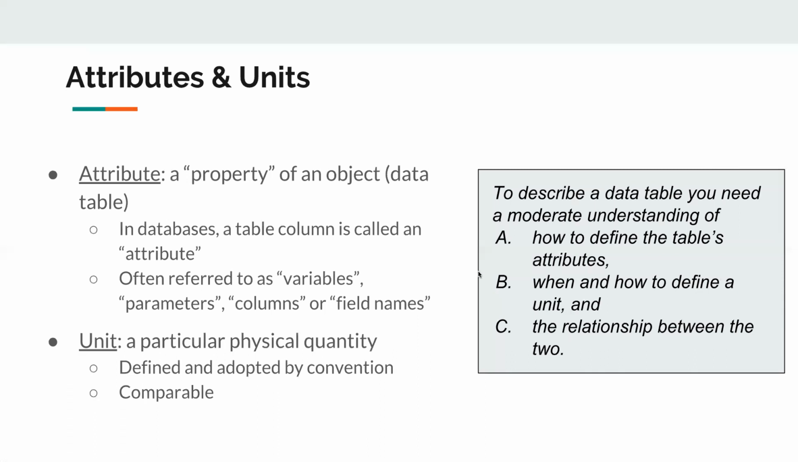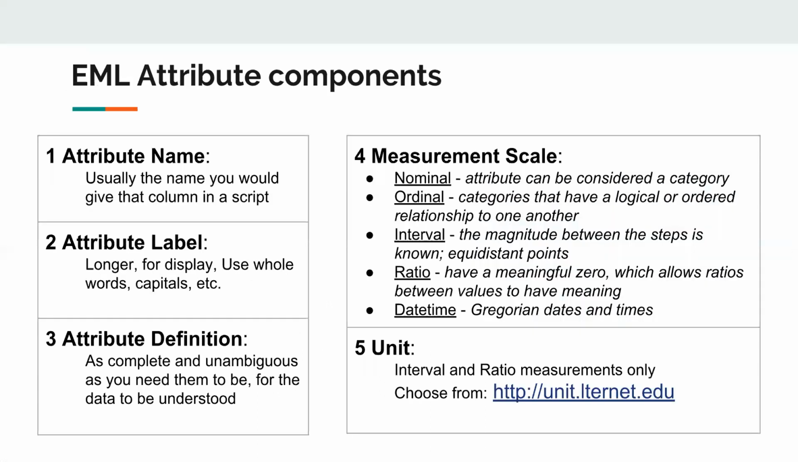Attribute components. There are 5 components to an attribute description in EML. The attribute name is the first one. Basically, for these, we stress that the best thing to use for an attribute name in the EML record itself is the same name that you would use at the top of the CSV, for example, the name that you would give that column in a script. So that means you probably want to limit yourself to alphanumeric characters and underscores, fairly simple characters.